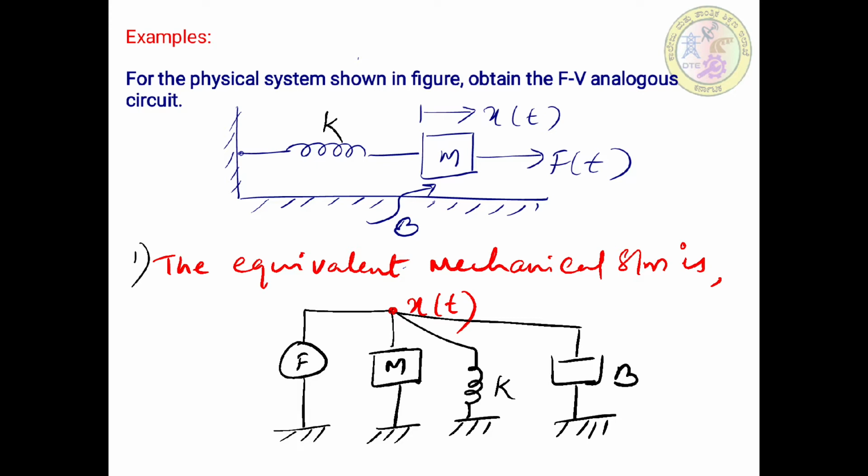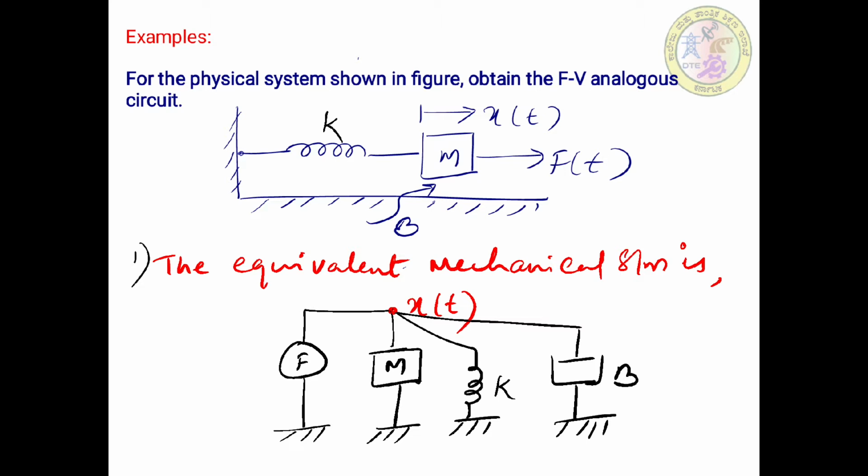So in the previous session we have seen how to draw the equivalent mechanical system, because the procedure of obtaining the analogous circuit starts by writing the equivalent mechanical system as a first step. As there is only one displacement in the given mechanical system, it corresponds to one node in the equivalent mechanical system, and to that node all the elements are connected in parallel, because they are all under the influence of the displacement X of t.